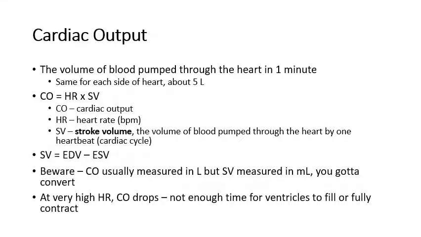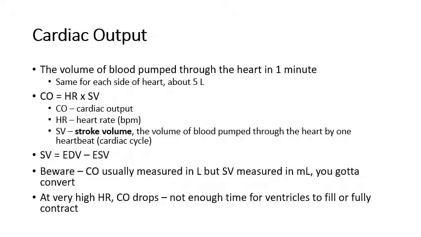So something to note here is that we usually measure cardiac output in liters, but when we measure stroke volume, we usually measure it in milliliters. So if you have your stroke volume in milliliters, you have to convert it to liters before you can use the cardiac output equation. Or you have to convert your answer from milliliters to liters. So just take note of that in your future nursing classes.